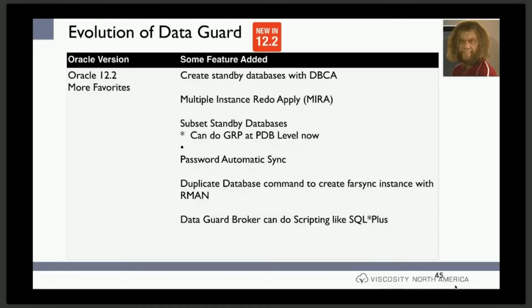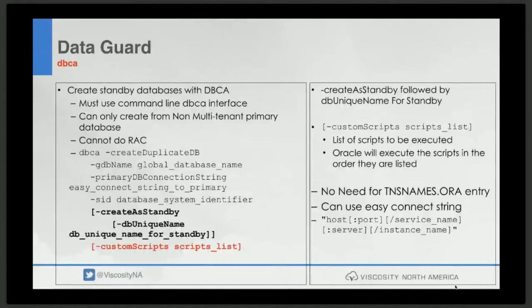I can even do a duplicate database to create a FarSync instance now. And for DataGuard Broker, a lot of the SQL*Plus commands that I use in SQL*Plus are applicable for the DataGuard Broker as well. I just mentioned that we can do DataGuard instantiation with dbca, and here are basically the options, right?